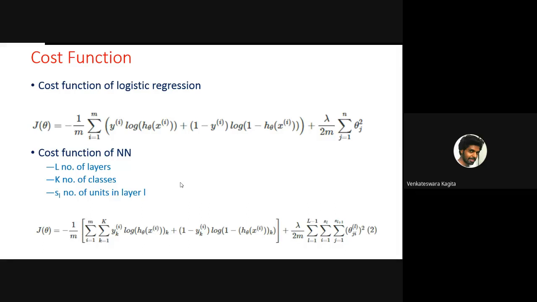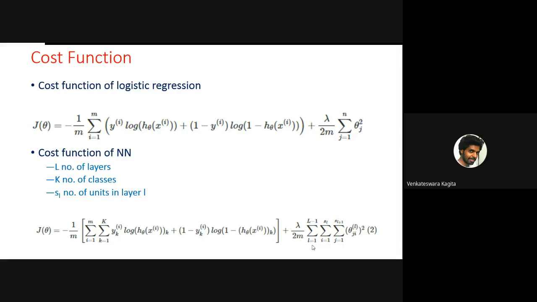It is just the same. You just observe, it is just the same. But the thing is that you're taking this with respect to each and every output neuron and taking the sum over that. And this regularization term, earlier you considered n thetas because earlier you had n parameters. Now you have so many parameters between the layers, so all those parameters you are considering here in the regularization term.